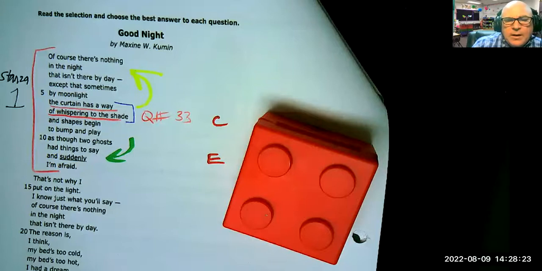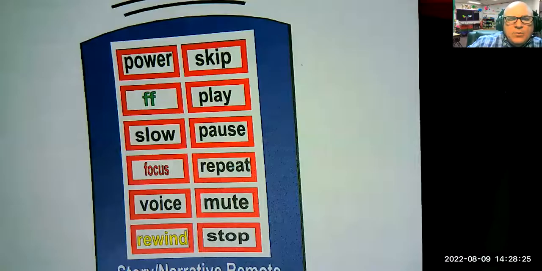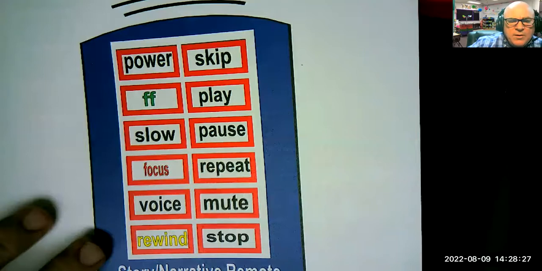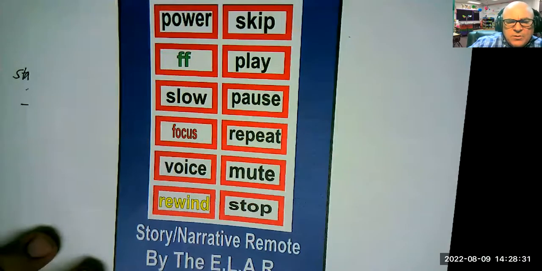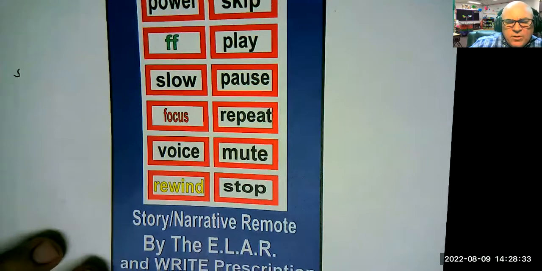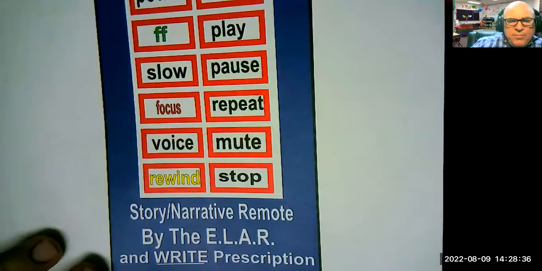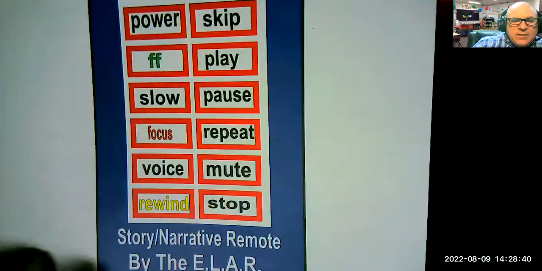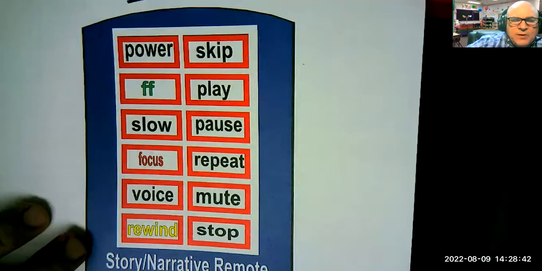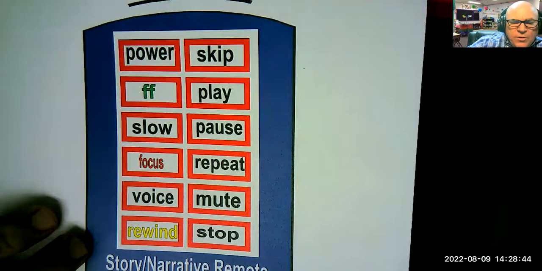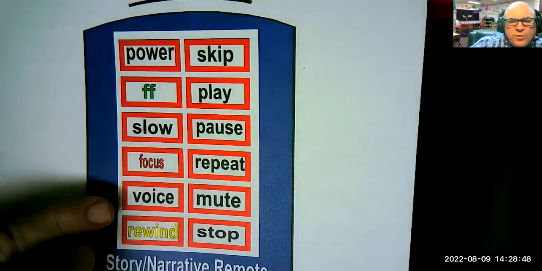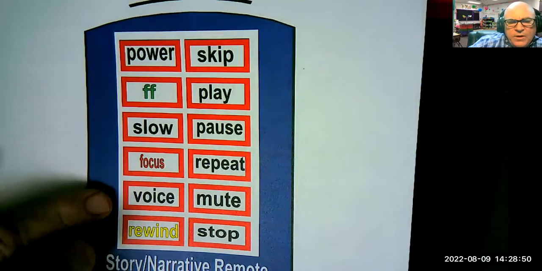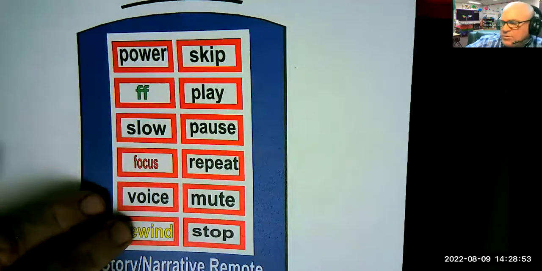Okay, I'm back. I wanted to show you what I'm gonna call my narrative remote, because even though this was a poem, it was written in the form of sort of a story that just happened to rhyme. I want you to notice all the colors here are black except for two. The green is for fast forwarding, moving forward, and the yellow is for rewinding. Just like you would on a remote, you can move forward or backwards in a movie, you can move forward or backwards in a play.